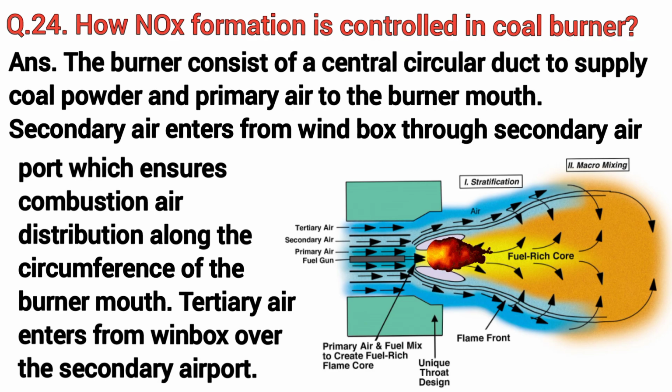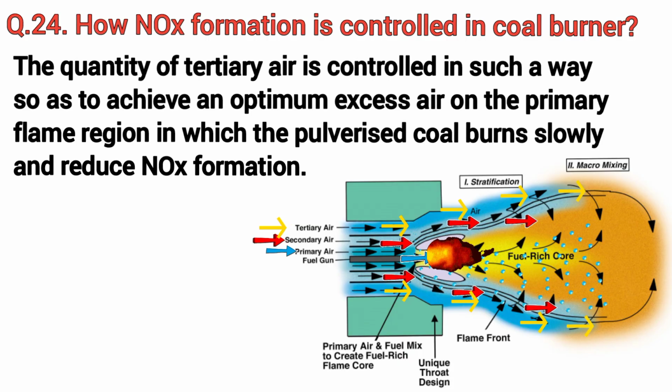The burner consists of a central circular duct to supply coal powder and primary air to the burner mouth. Secondary air enters from the wind box through the secondary air port, which ensures combustion air distribution along the circumference of the burner mouth. Tertiary air enters from the windbox over the secondary air port. The quantity of tertiary air is controlled so as to achieve an optimum excess air on the primary flame region, in which the pulverized coal burns slowly and reduces NOx formation.